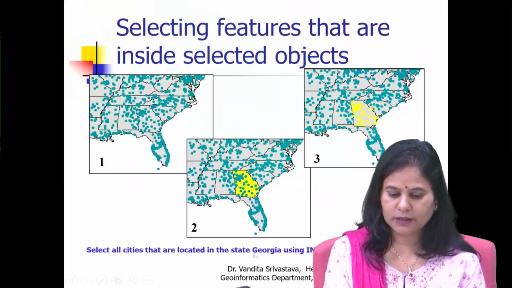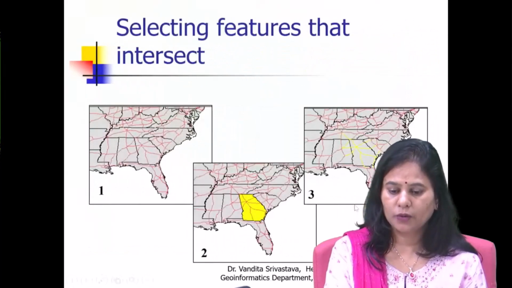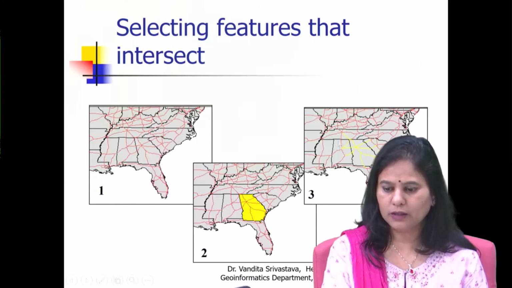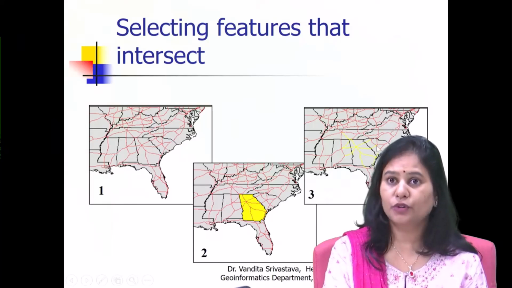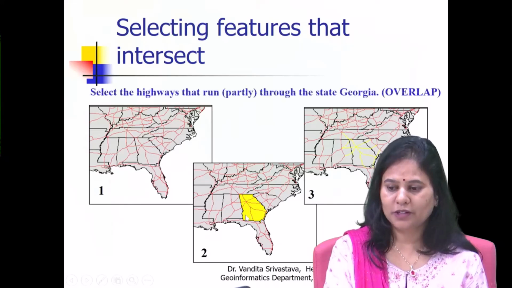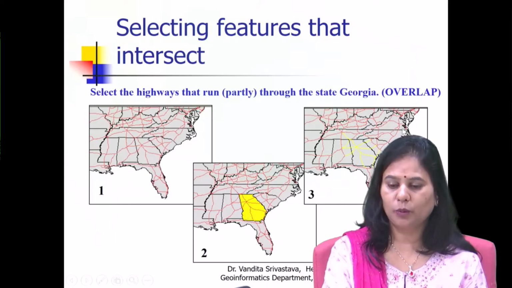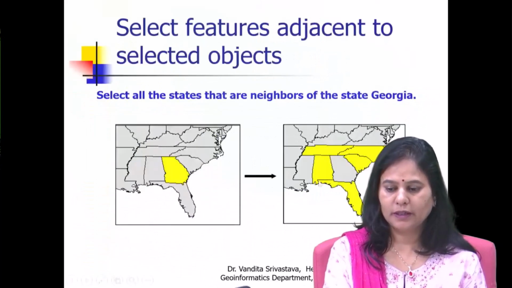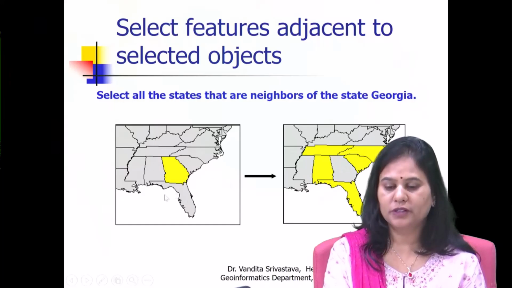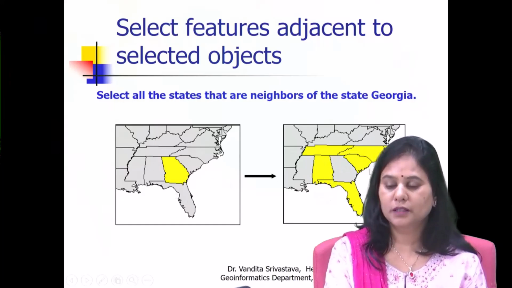So select all the cities that are located in the state of Georgia using inside relationship. Now if I have to find out all the roads or let's say highways that cross the state of Georgia, for that I would need overlap relationship, right? So I need to perform one attribute query and one spatial query. So this is an example of use of overlap relationship. And then similarly I can find out all the neighbors of a particular state with the help of meet relationship.